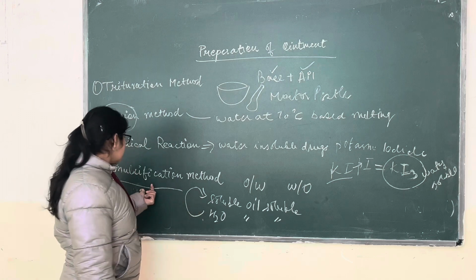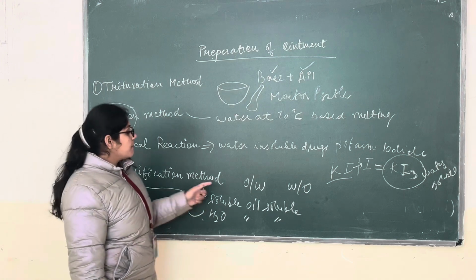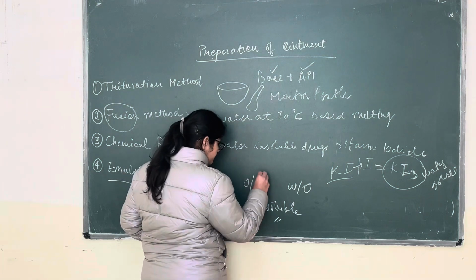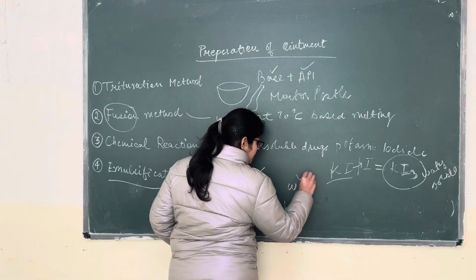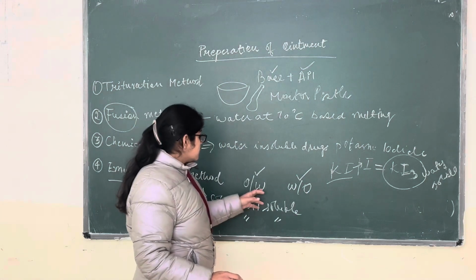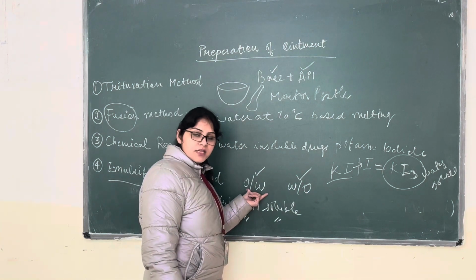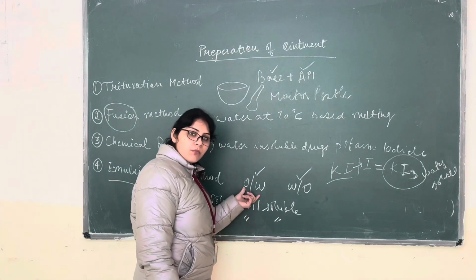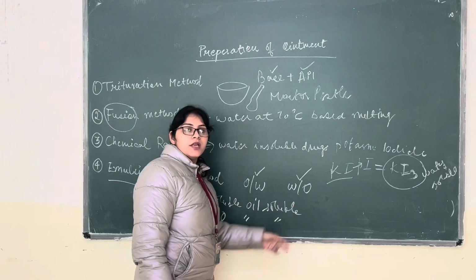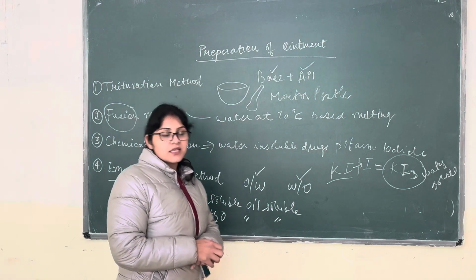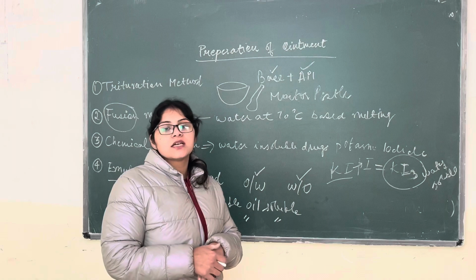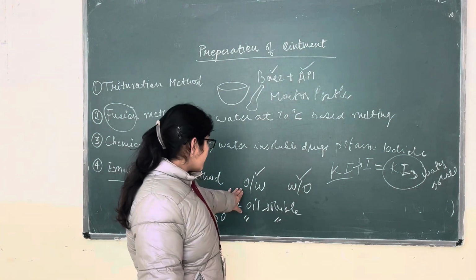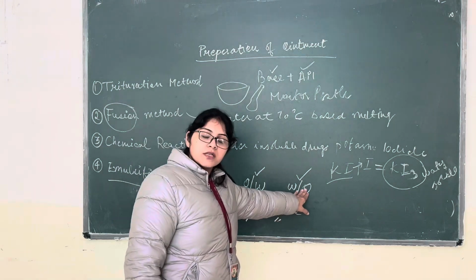So this is known as the emulsification method. But oil in water emulsions are less greasy than water in oil emulsions. So we produce oil in water ointments more than water in oil. Because if the ointment sticks for a long time, that will cause irritation to the patient. So we prefer oil in water emulsion as compared to water in oil emulsion.